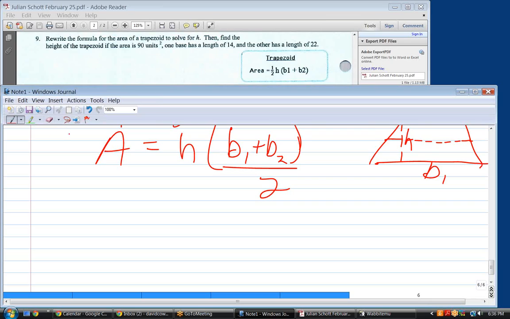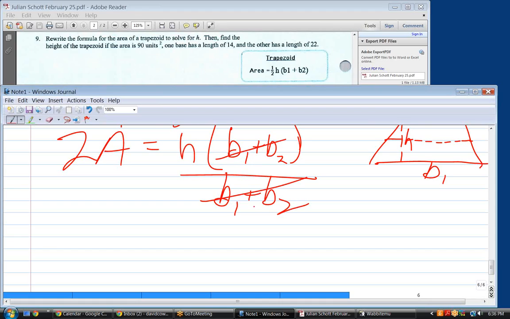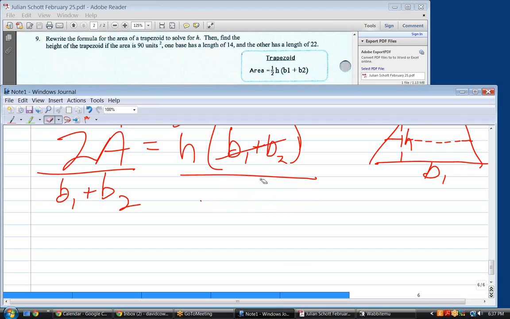Would you multiply by 2? Okay, that's the first step. We're solving for h, so we have to get rid of B1 and B2. How do we do that? You divide, because notice that B1 plus B2 is currently multiplying h. So if I divide by B1 plus B2, then I can cross that out, leaving h. Well, I've got to divide this side by B1 plus B2 also. So there's the formula for h.